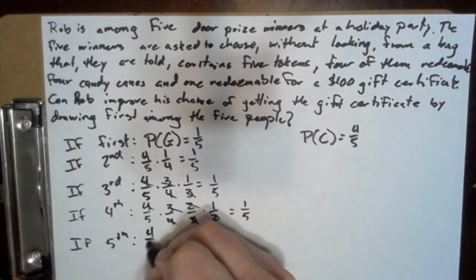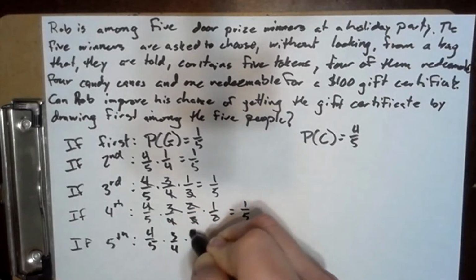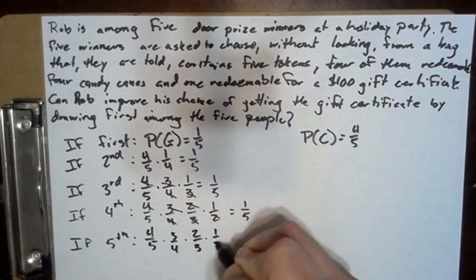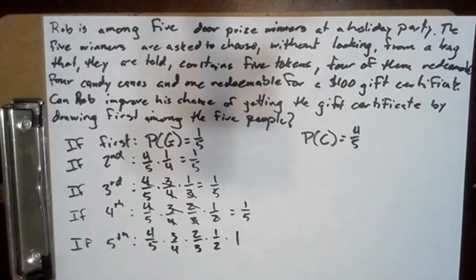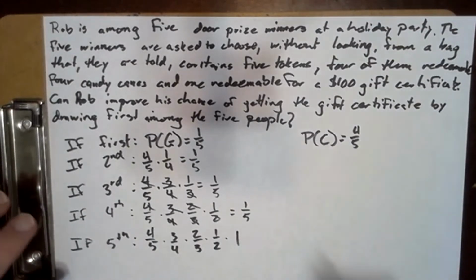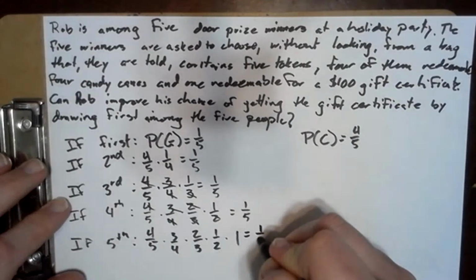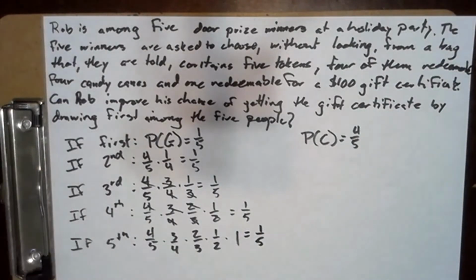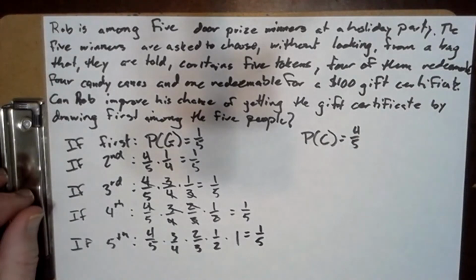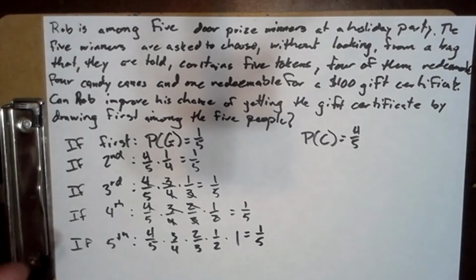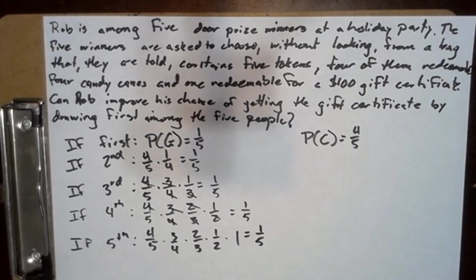Finally, if he goes fifth, you get 4/5 times 3/4 times 2/3 times 1/2 times 1. Because if everybody else chooses a candy cane, then certainly he's going to get the gift certificate. But the probability still comes out to 1/5, and it makes no difference in which position he draws. He will always have a 1/5 chance of drawing the gift certificate.